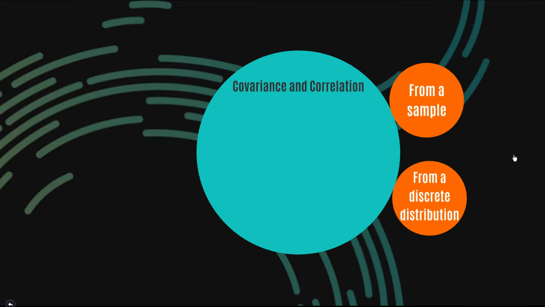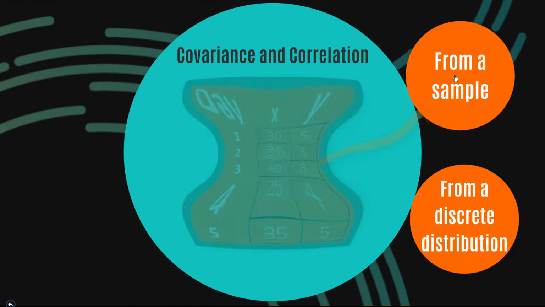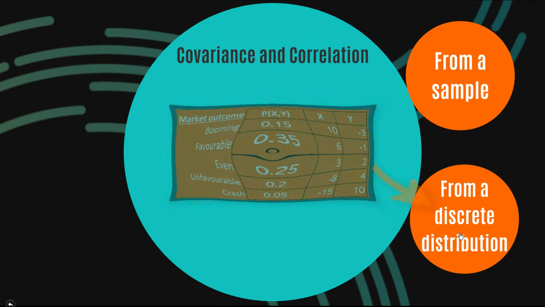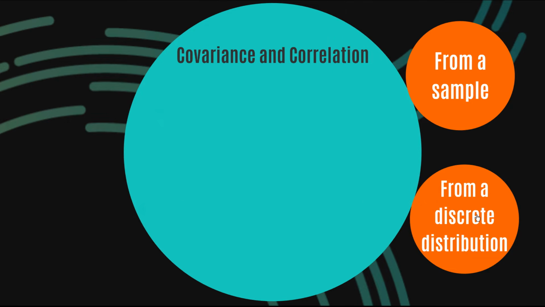So I'm going to give you the intuition behind covariance and correlation first. And then we're going to look at the two scenarios where this measure actually pops up. The first of which is where we have a sample and we're trying to assess the covariance or correlation between two variables. And the second is where we're given a discrete probability distribution to work with. And I'm actually going to go into Excel and try to calculate covariance and correlation and show you a little bit of the Excel wizardry as well with Excel formula and the like.